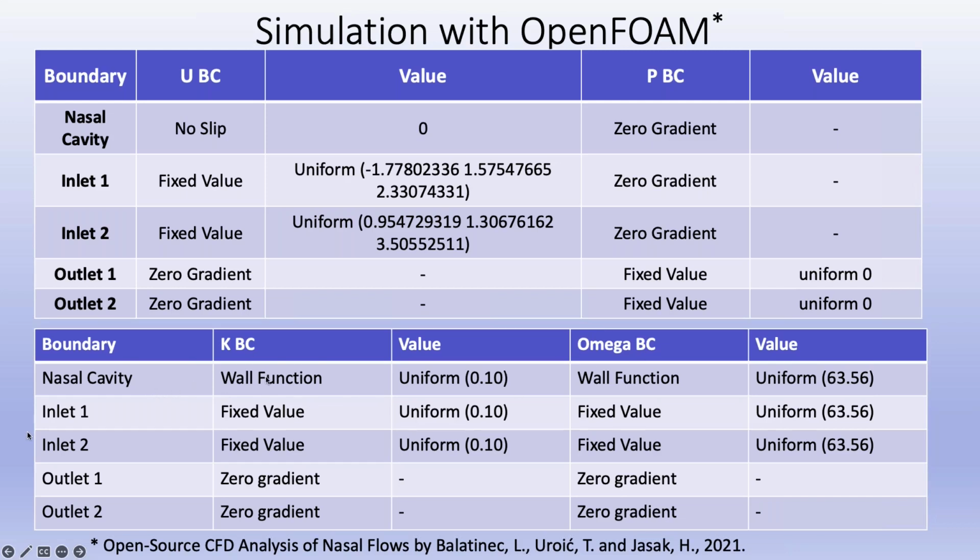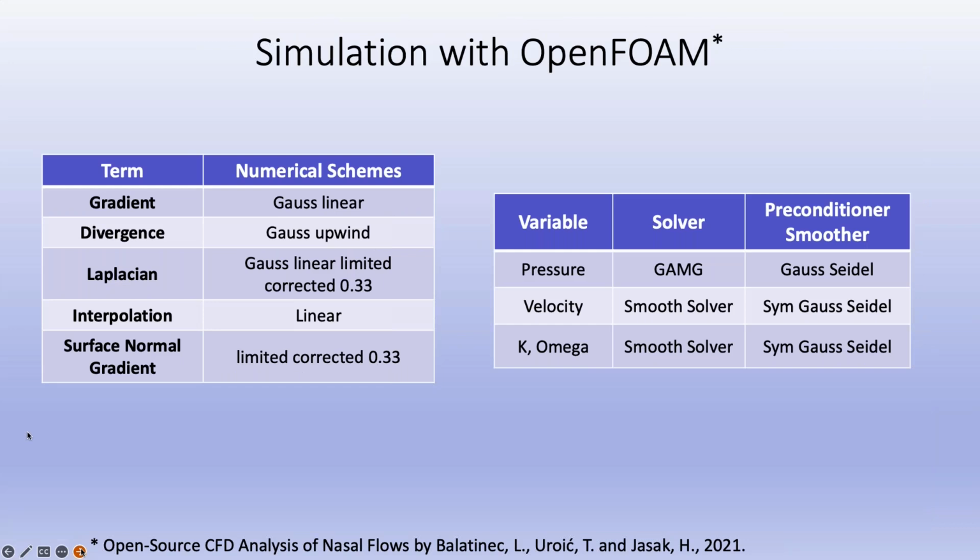Then moving on to the K and omega boundary conditions, you can find the boundary conditions as displayed for all the boundaries. So moving on.